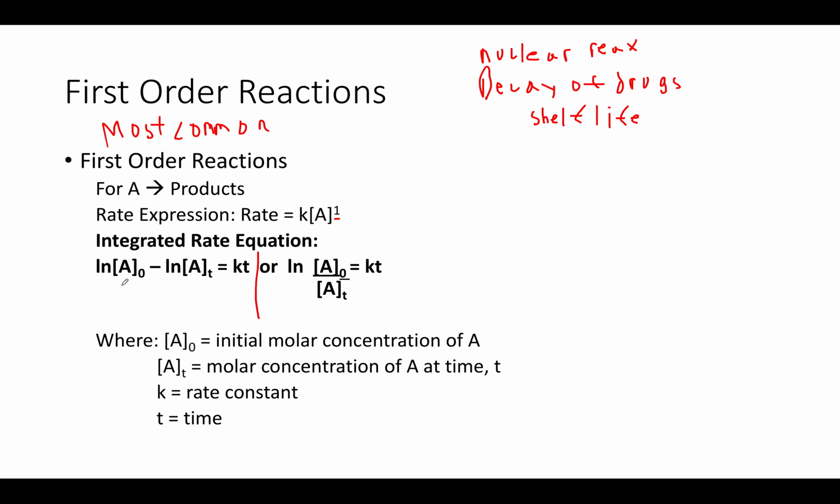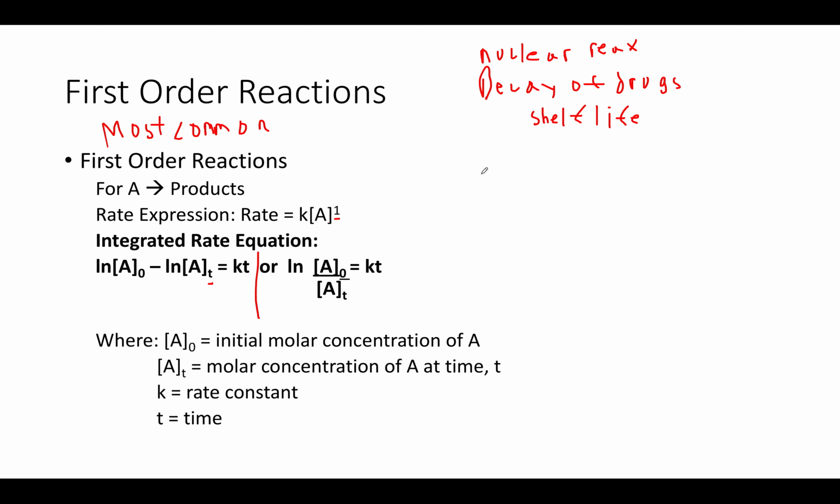It is the natural log, or the ln of the concentration initially minus the ln of the concentration at a certain time specified, and that would equal the rate constant times the time. Or if you want to check your work or you have enough information, you could say that the ln of the initial concentration divided by the final concentration at that time equals kt. You don't want to use the second one when you're trying to find concentrations, because it does make the math a little bit worse.